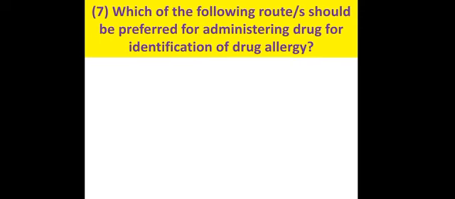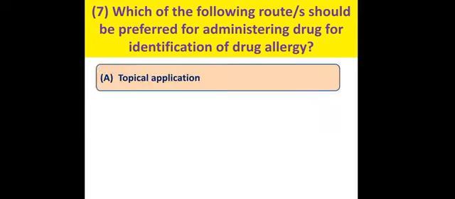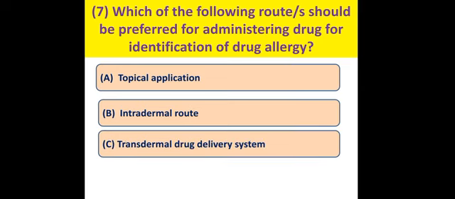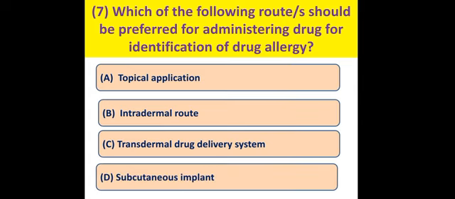Question 7. Which of the following routes should be preferred for administering drug for identification of drug allergy? Option A, topical application. Option B, intradermal route. Option C, transdermal drug delivery system. And option D, subcutaneous implant.